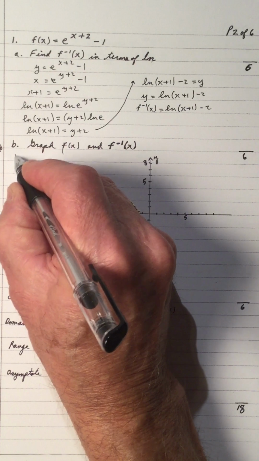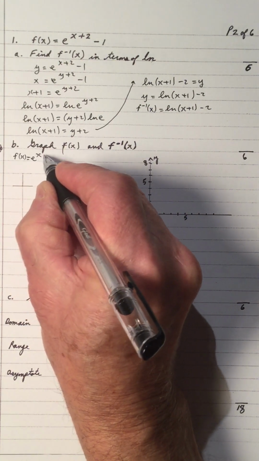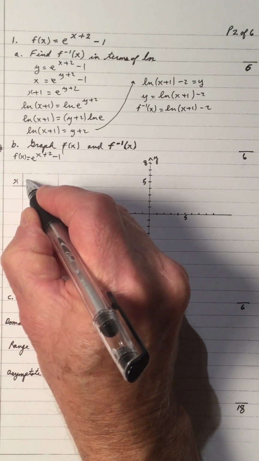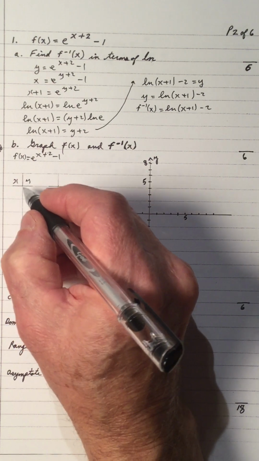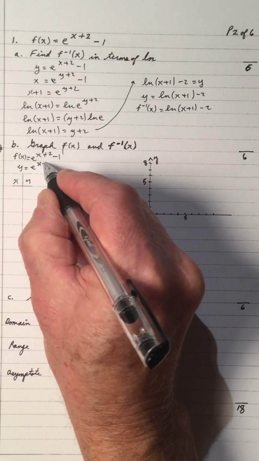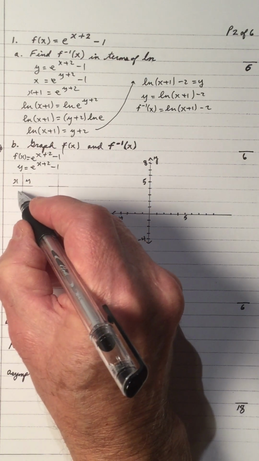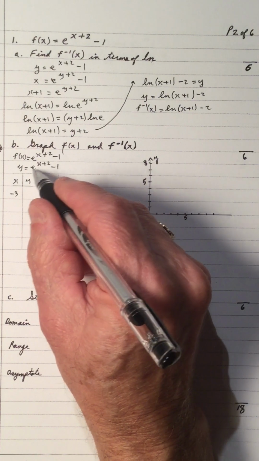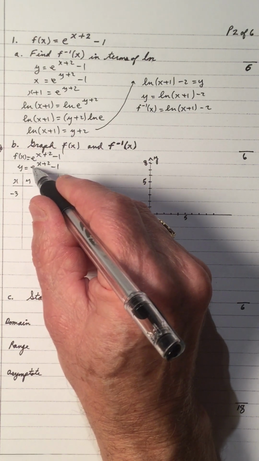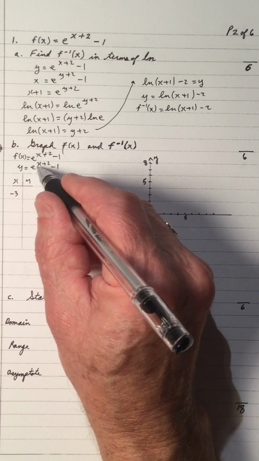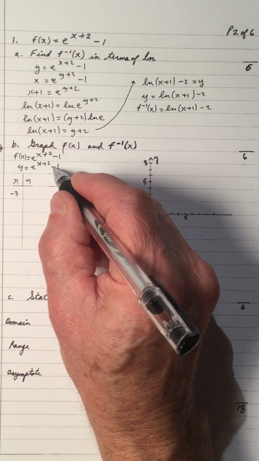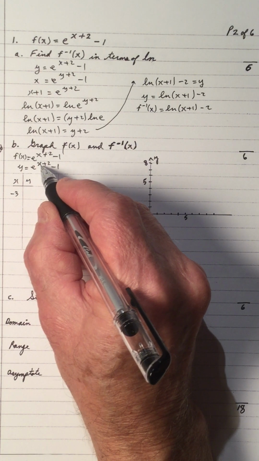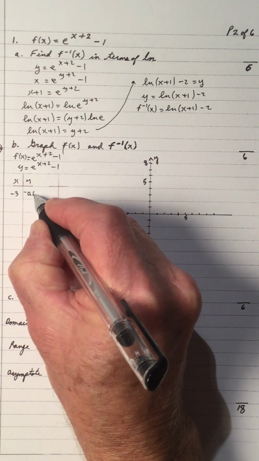So this is f of x equals e to the x plus 2, minus 1, this one here. And I'm going to do x and y in this table of values. So we have y equals e to the x plus 2, minus 1. Notice that this is a growth curve. The base here, e, is approximately 2.72. So the asymptote is negative 1, and all the y's will be greater than negative 1. So if I take a negative 3 and plug it in, using my calculator, I get negative 0.6.